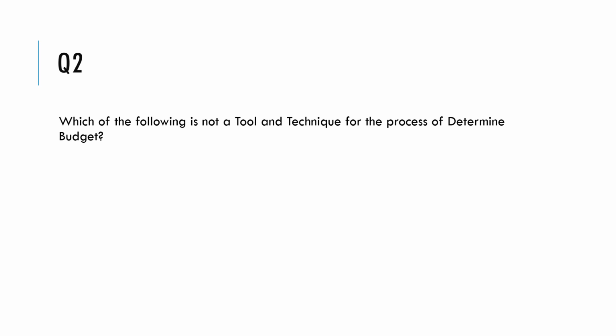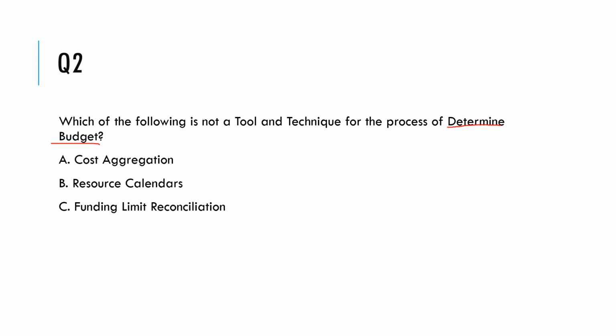Which of the following is not a tool and technique for the process of determine budget? So determine budget is the process. Make sure you understand that. And the options are cost aggregation, resource calendars, funding limit reconciliation, and reserve analysis. By the way, we have covered all these topics separately as well. So links in the description are going to be helpful.